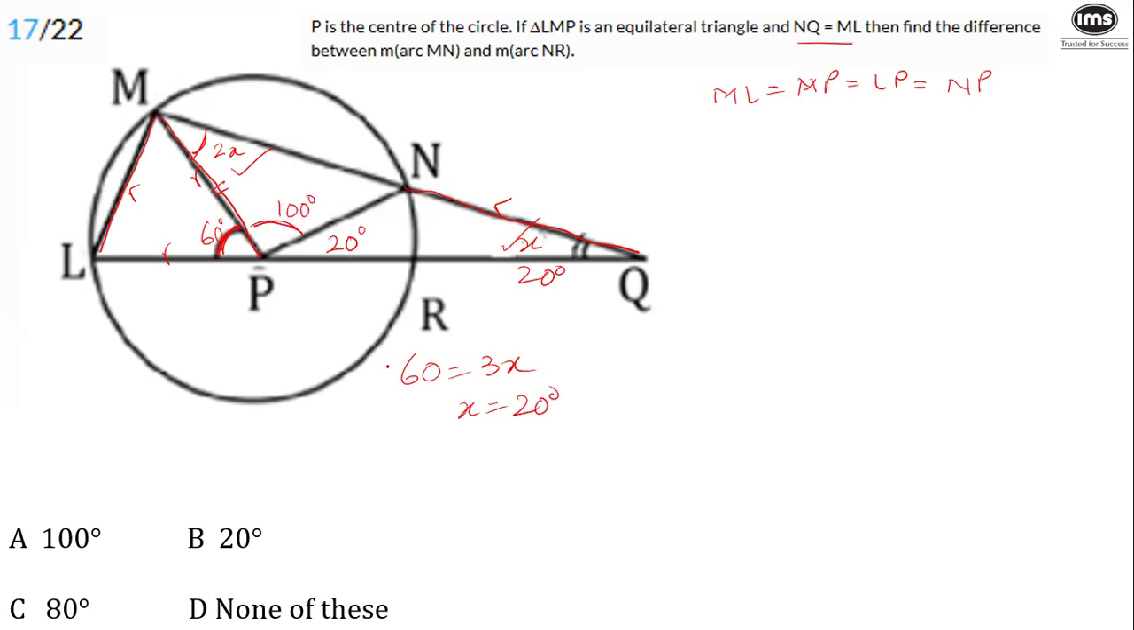And now the question is, what is the difference between the measure of the arc MN and the arc NR? The measure of the arc MN is the central angle of MN, which is 100 degrees. And the measure of the arc NR is the central angle, 20 degrees. The difference between these two is 80 degrees. Option C is the right answer.